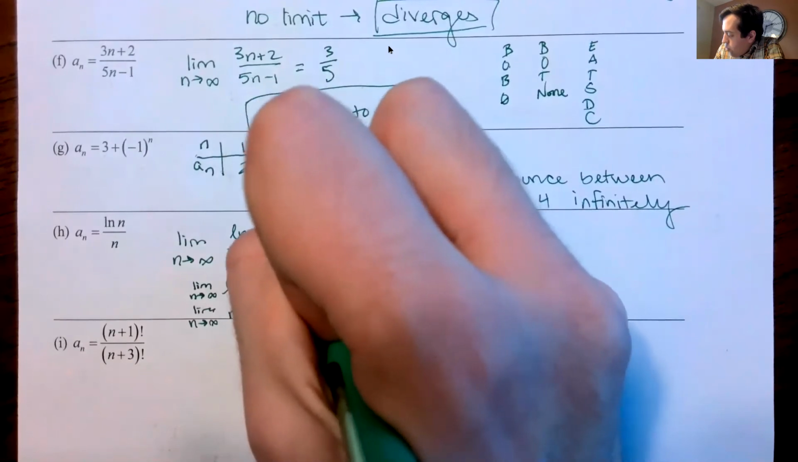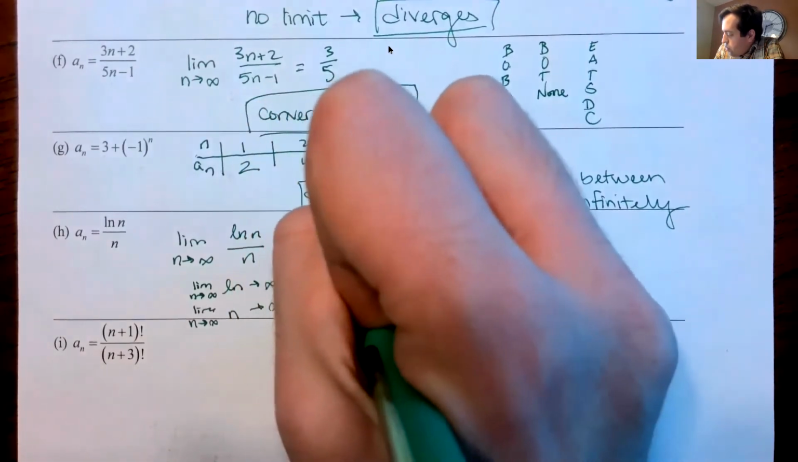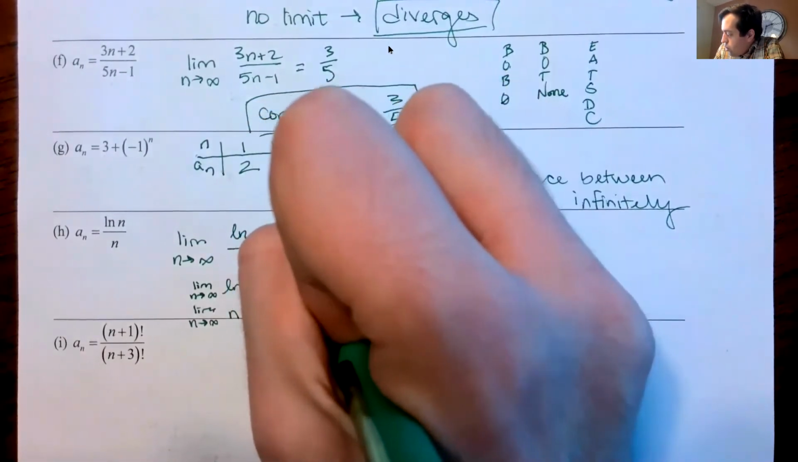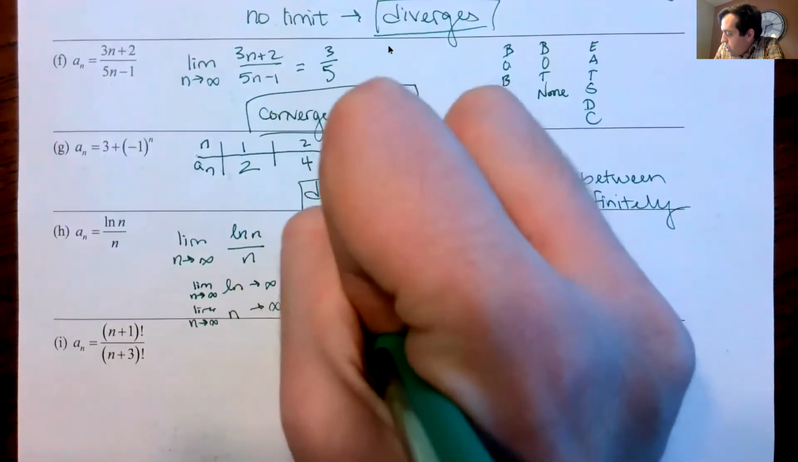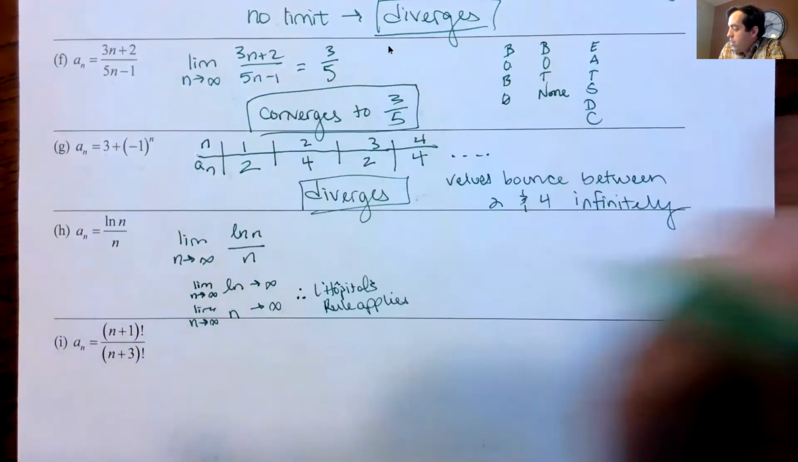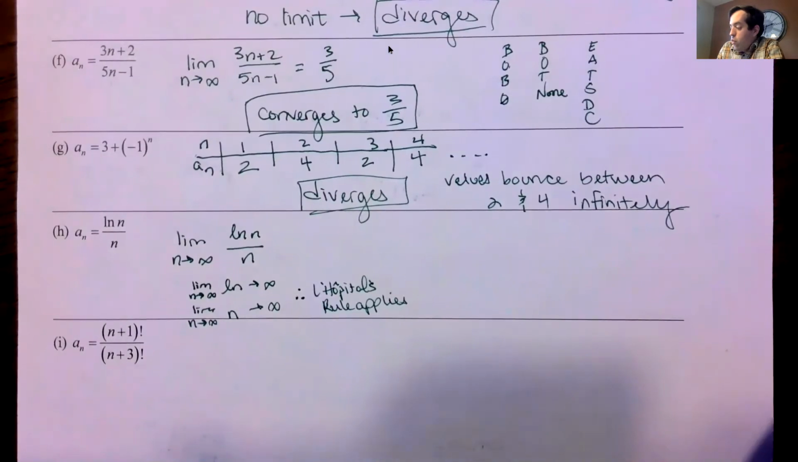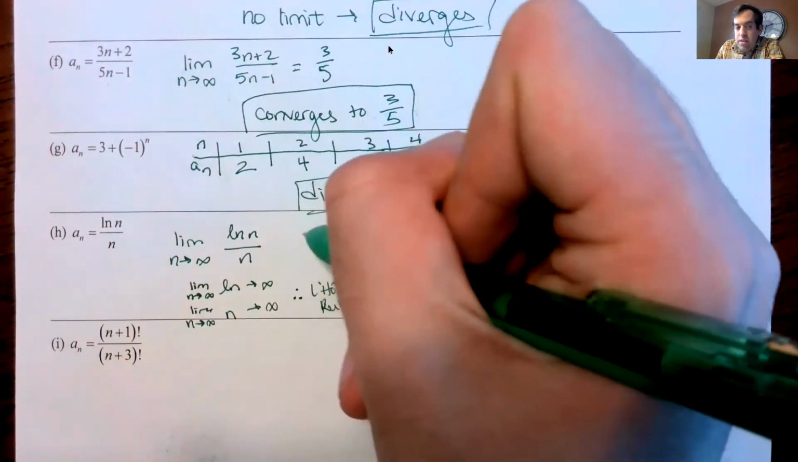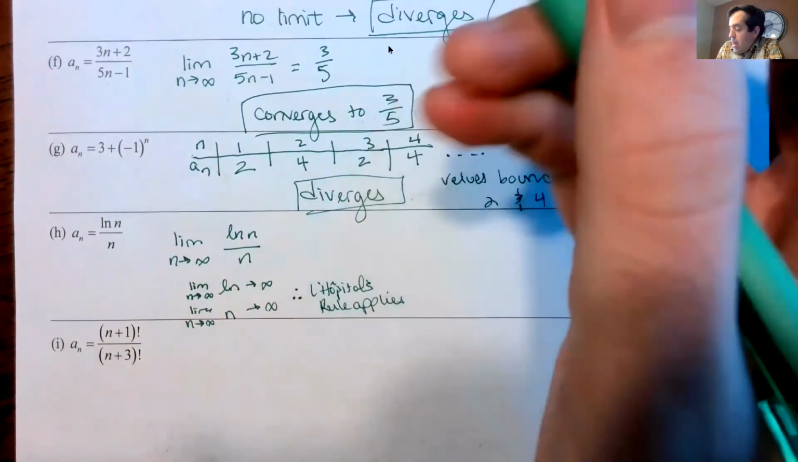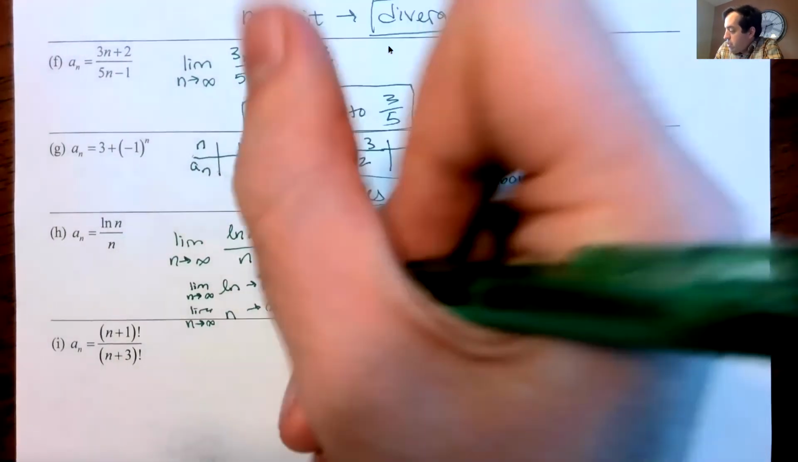And we can say therefore, I use the 3 dots to mean therefore, L'Hopital's rule applies. You want to make sure that you don't write that it equals infinity over infinity. That would not be the proper notation. But anyway, let's keep going.